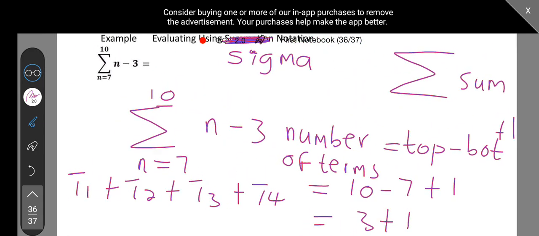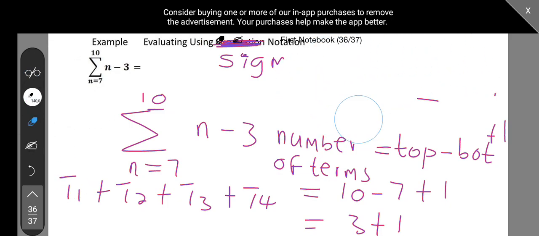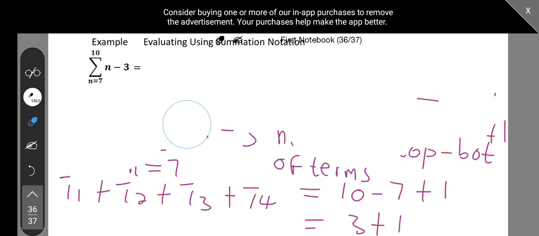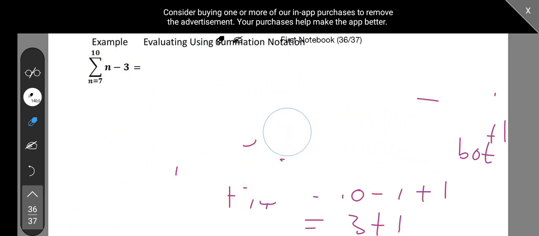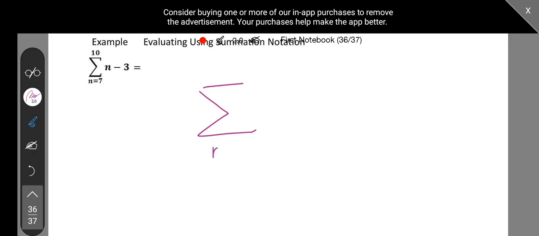So how do we actually find the terms? This is the important part of the lesson. Don't forget that the number of terms is equal to top minus bottom and then plus 1. So here, to get the first term, the sigma was that n is equal to 7, this is 10, and here we have n minus 3.